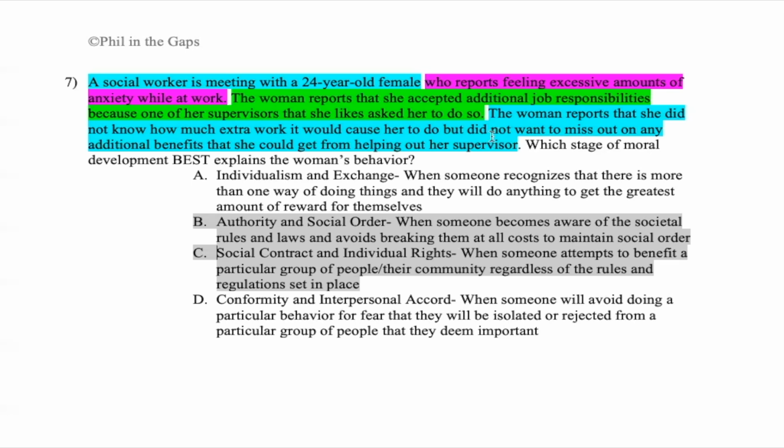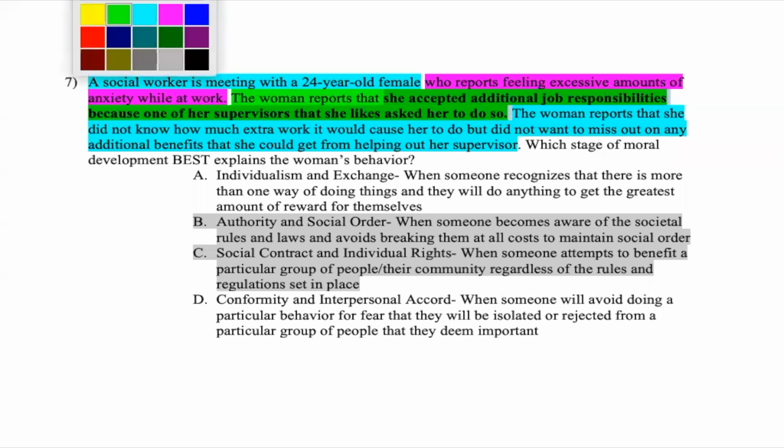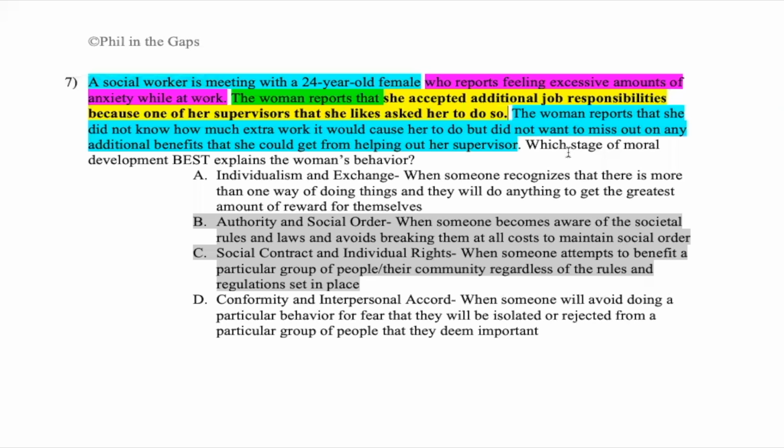So it's all based on work. She stated that she accepted additional job responsibilities because one of her supervisors asked her to do so. So if we think about that, she may be conforming to that particular group of individuals. But now the question doesn't stop. She states that she did not want to miss out on any additional benefits, but she did not know how much extra work it would cost her to do, which is probably causing the excessive amounts of anxiety, but did not want to miss out on any additional benefits that she can get.